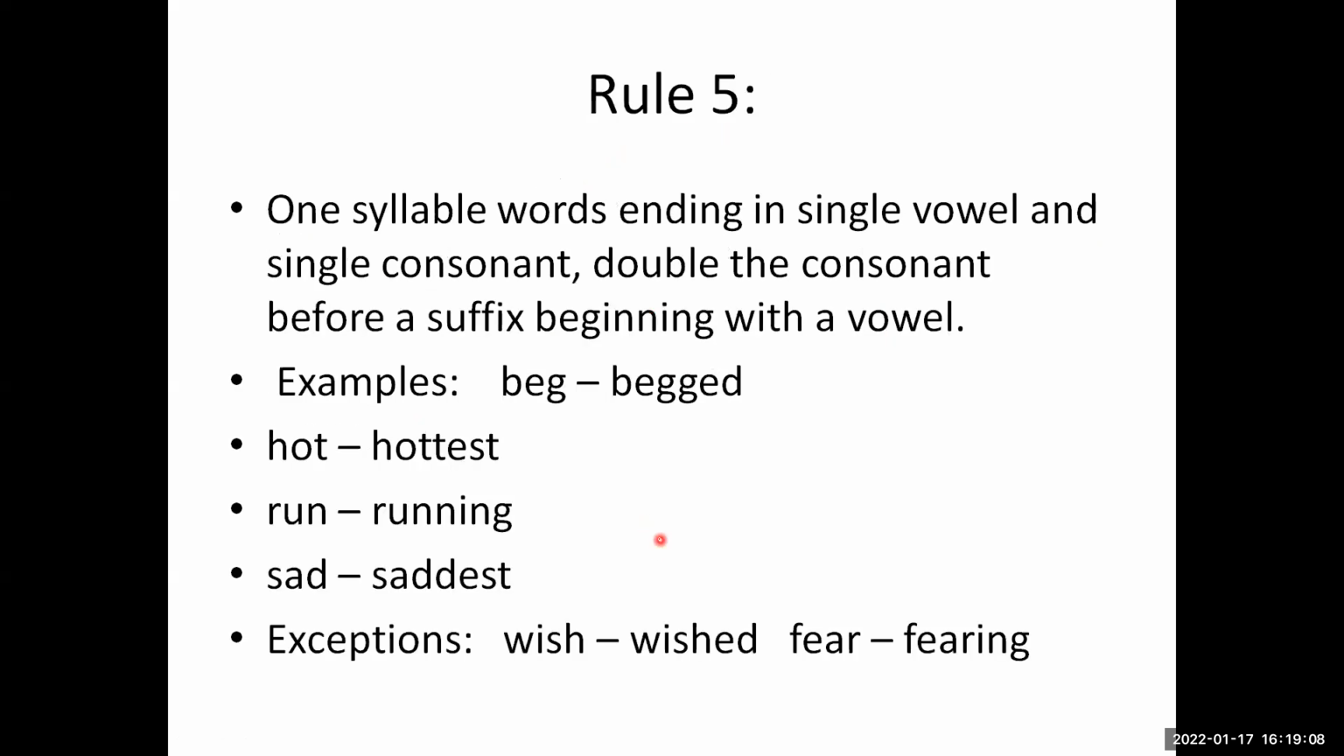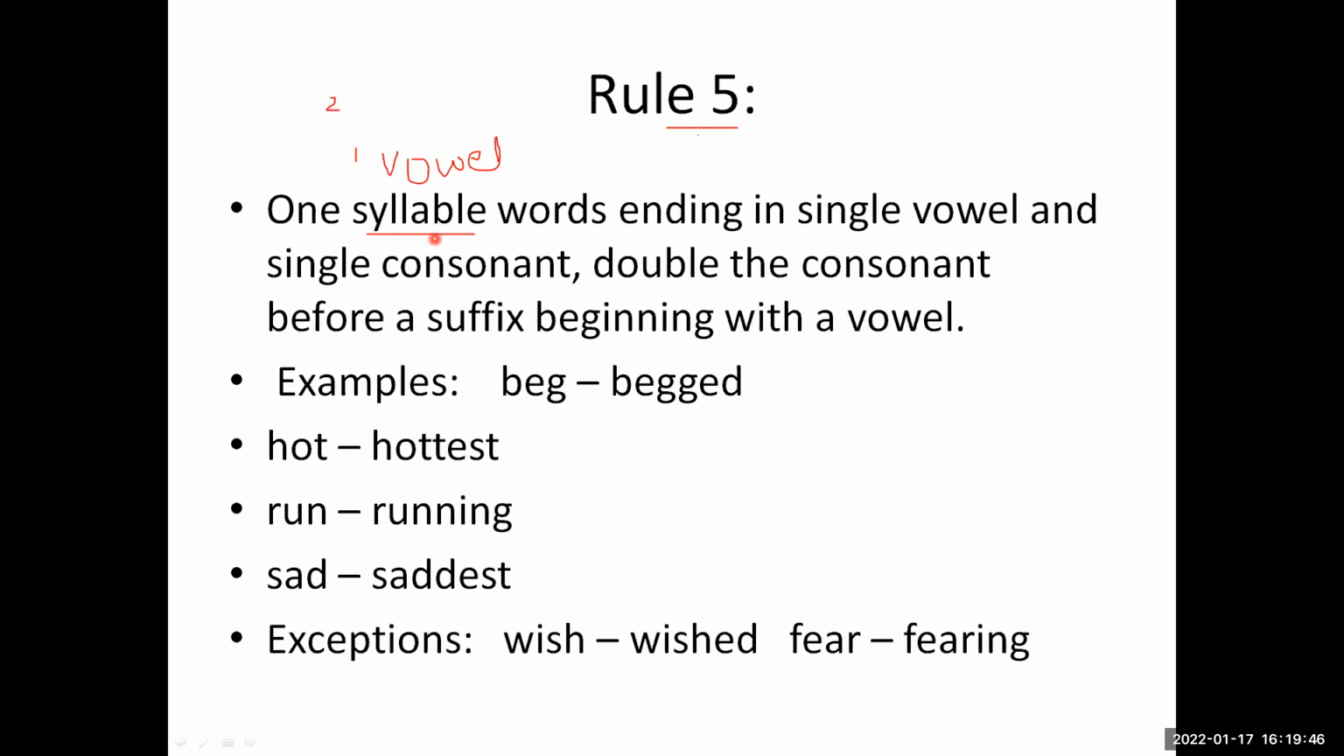All right. Next, we are going to move towards the next rule. That is rule number 5. It says one syllable words ending in single vowel. Now syllable might be new for you. So what is a syllable in English words? You know how many vowel sounds there are in a word. Based on that, you try to get the syllables. One syllable means there is one vowel sound. Two syllables means there are two vowel sounds. This way you try to understand syllable.